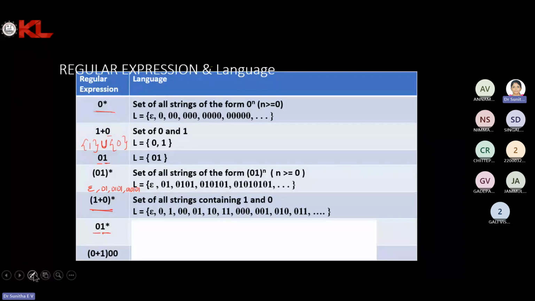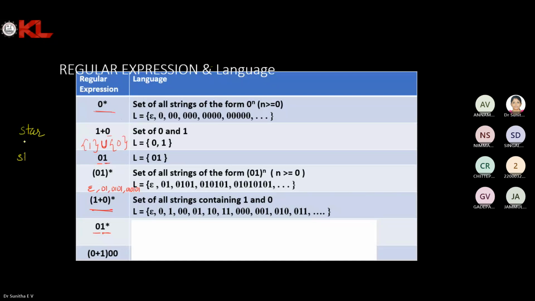So when we consider the three operations, the star closure has the highest priority. Then the next priority is for concatenation. Then the lowest priority is for union. In this expression, we have two operations, a concatenation and a star closure. So the 1 star should be done first, then the concatenation with the 0.